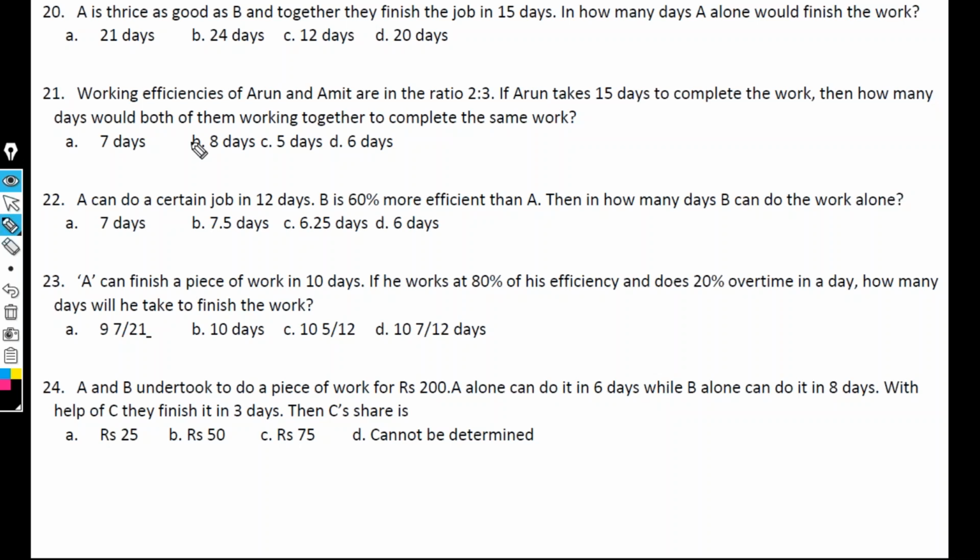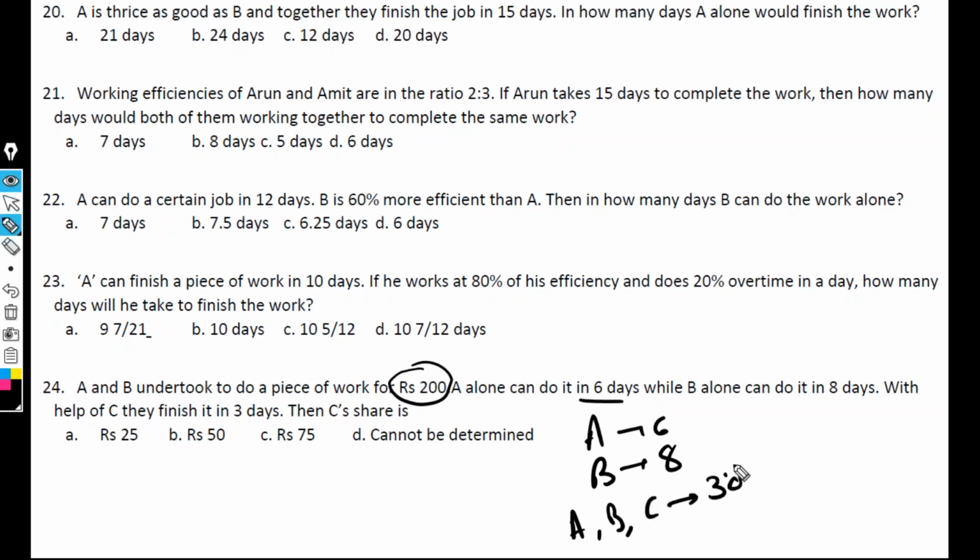Okay, guys. Let's discuss. Most of you got the right answer. Here it says A and B undertook to do a piece of work for rupees 500. A alone can do it in 6 days, B alone in 8 days, but with the help of C, they finished it in 3 days. Now we simply need to take the LCM of 8, 6 and 3.